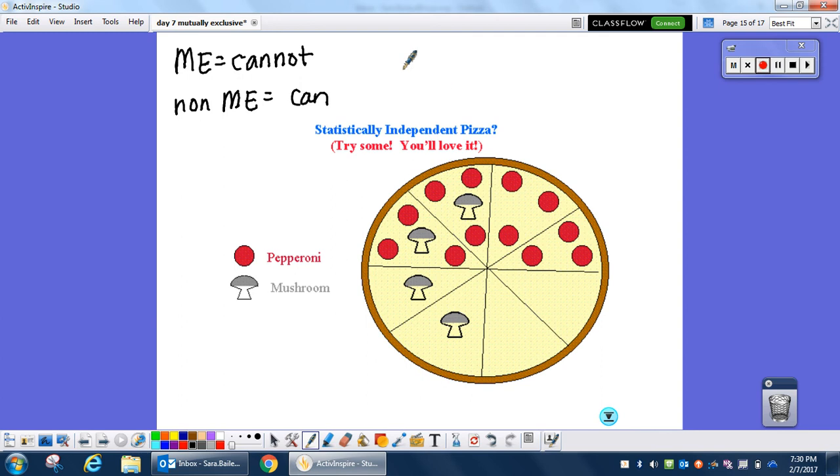So, you have pepperoni or mushrooms. The probability of picking a mushroom or a pepperoni? Is this mutually exclusive? Well, hopefully you realize that this is not mutually exclusive because you can pick a piece that has pepperoni and mushroom on it at the same time. So you can have the best of both worlds. So this is not mutually exclusive.